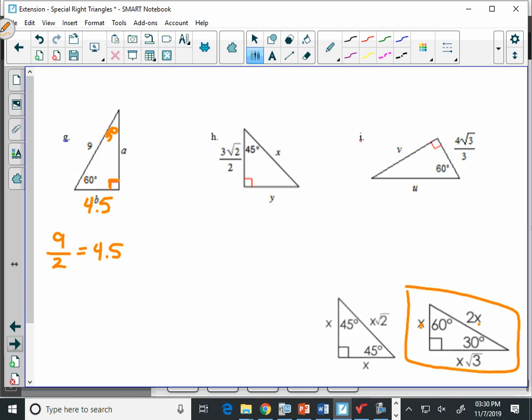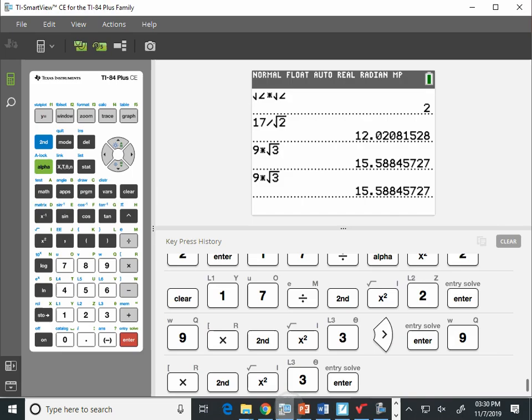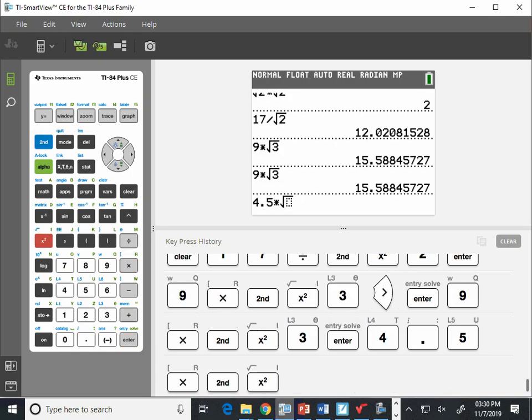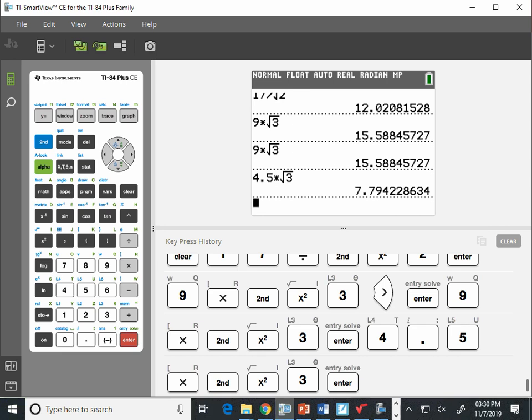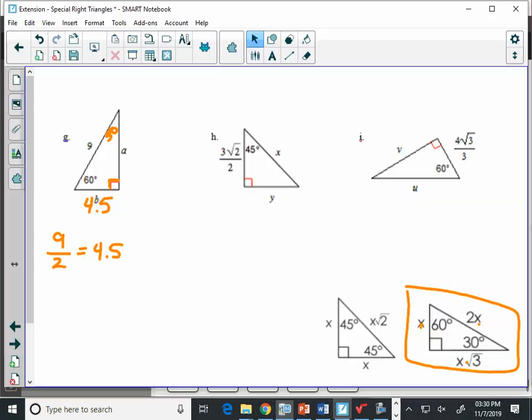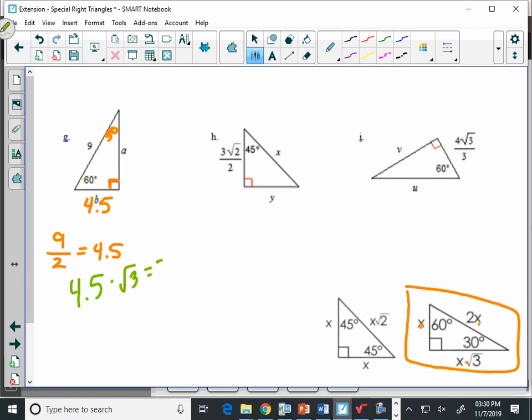To go from short leg to long leg, we multiply it by radical 3. So on my calculator, I'm going to do 4.5 times radical 3. And we get about 7.8. Go from short to long, you multiply it by radical 3, and that gives us about 7.8. You can just leave it right next to the 6.